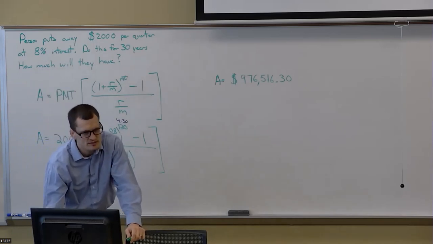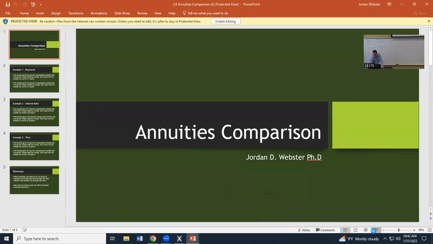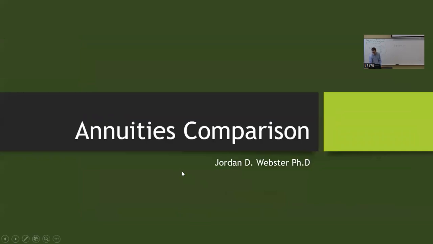Any questions about this formula, this annuities formula? No. Well, obviously, when you compare the last two examples, example 2 and example 3, the amount we got out in example 2 was like 30,000. The amount we got out in example 3 was nearly $1 million.